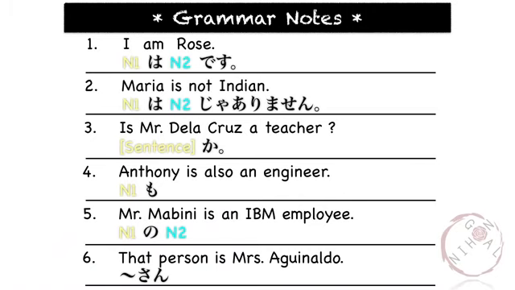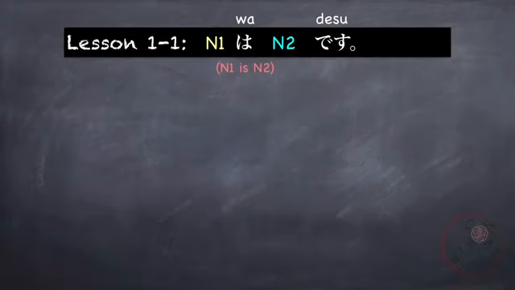So for today's lesson, we will learn the following grammar points, and by the end of the lesson, you should be able to introduce yourself in Japanese. Our first grammar point is N1 wa N2 desu. N1 is the subject or the topic of the sentence, followed by wa.